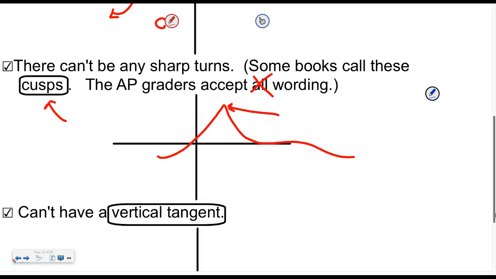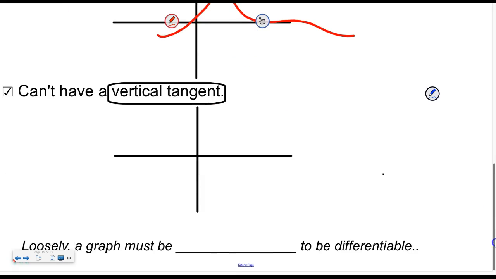And we're like, no shark fin. Right? Anyway, you can use the word cusp. And so also, you can't have a vertical tangent line, all right? So I'm not differentiable right there. So there are 3 things that disrupt differentiability. Continuity, lack of it, right? Sharp turns, which you can go ahead and call cusps, and vertical tangent lines.